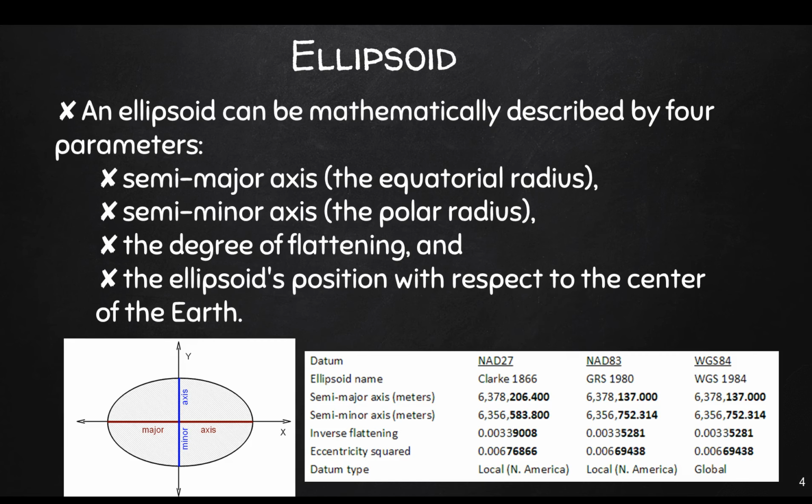An ellipsoid can be mathematically described by four parameters. The ones that we discussed earlier were the semi-major axis, the semi-minor axis, the degree of flattening, and the ellipsoid's position with respect to the center of the Earth. These four things define the mathematical parameters of an ellipsoid. The first two are probably the more important to know in the context of this chapter.